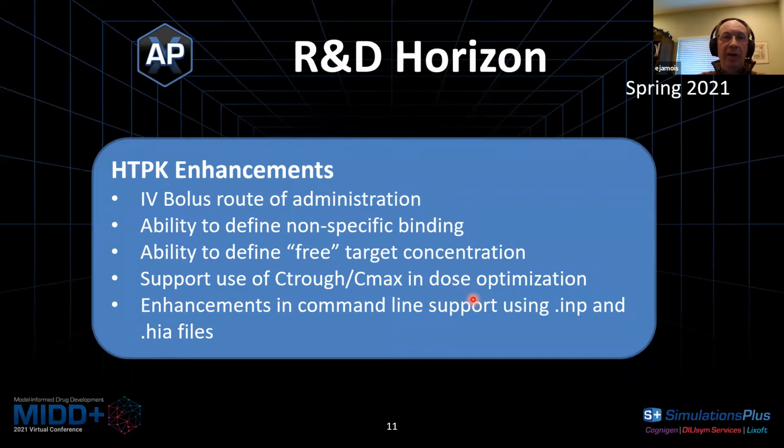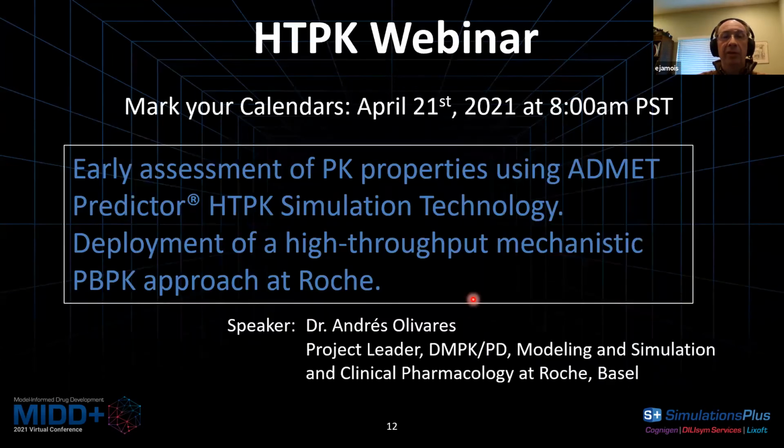On the R&D horizon, as I said, it's an area that's been extremely active for us in terms of R&D. The IV bolus route of administration will be the next release. The ability to define non-specific binding, the ability to define free target concentration, supporting the use of Ctrough or Cmax in dose optimization, and then other enhancements to the use of .inp and .hia files as part of the input.